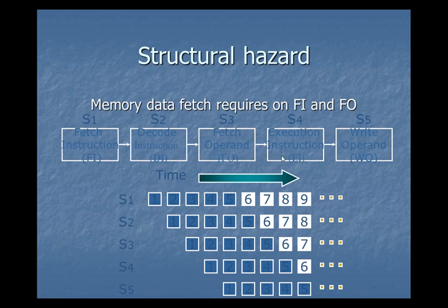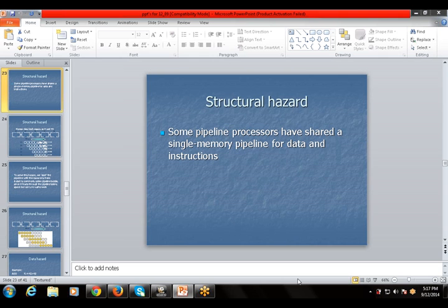This is your structure hazard example. Memory data fetch requires Fi and Fo. These are S1, S2, S3, S4, S5: the fetch instruction cycle, decode, fetch operand, execution cycle, and write operand. These are multiple instructions with multiple fetch cycles, and these are the timings: S1 takes 9 minutes or 9 bytes, S2 takes 8, then 7, 6, 5.